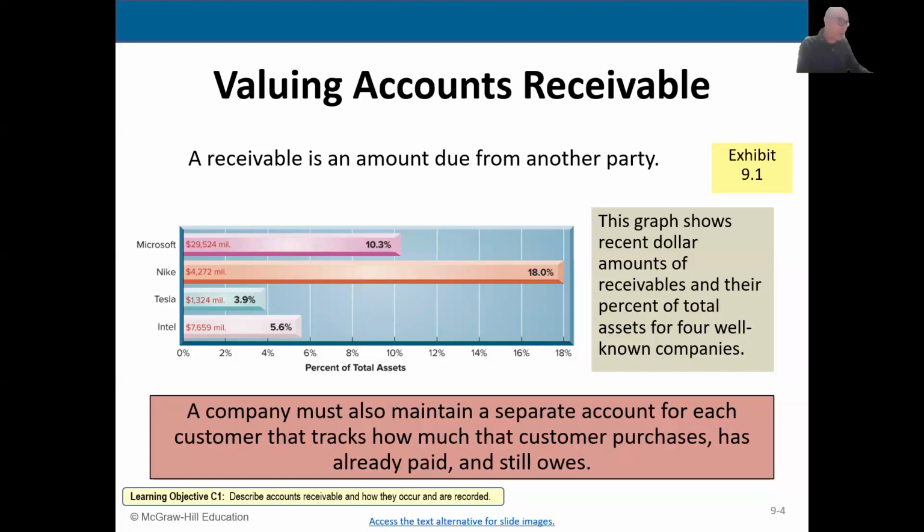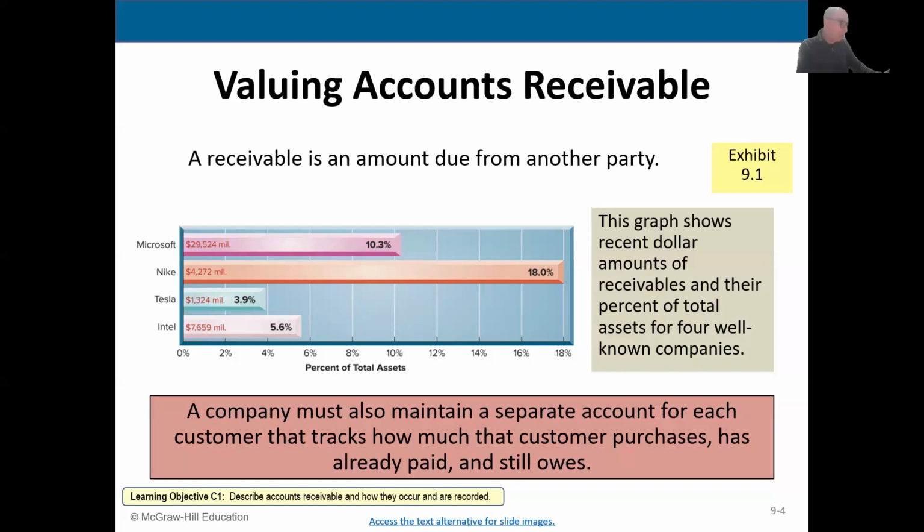Now, on this chart that you see here, we got four companies that are pretty well known and the percentage of their sales that are in accounts receivable. And you'll notice that some of them are pretty low, some of them are pretty high. Now, you might be asking, well, where's a good place to be? Well, you typically want to have some type of account receivable if you're selling on credit terms, but you don't necessarily want that percentage to be too high. And you also don't want it to be too low, right?